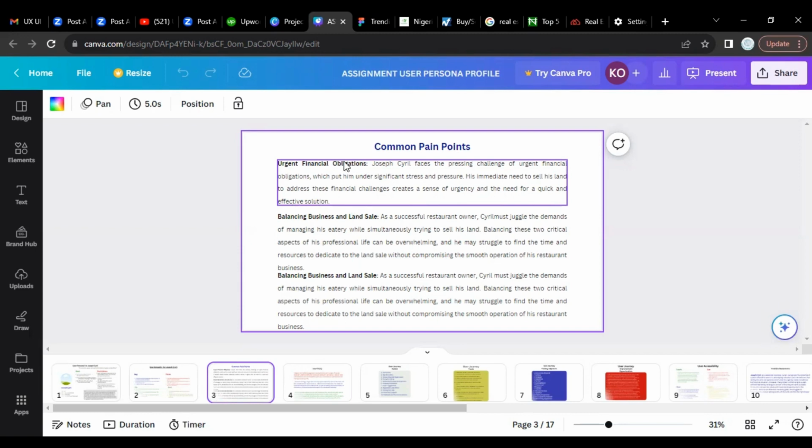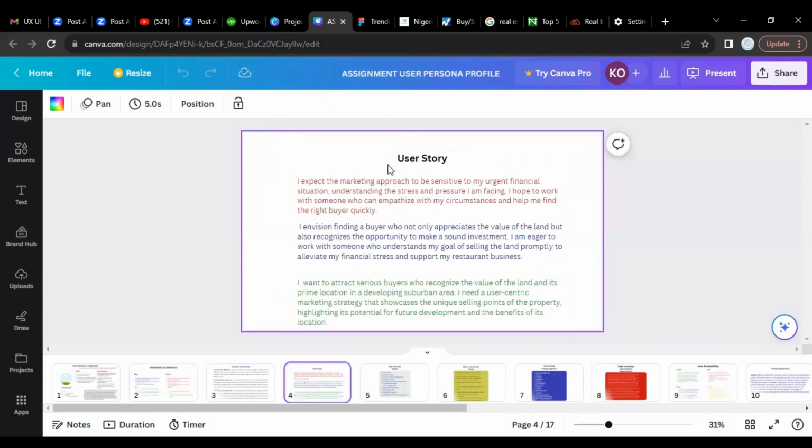Okay, then we also have balancing his business and sales. I mean, with all these problems, it will be kind of difficult for him, so we now have a solution for it. Moving forward, user story. Here it talks about his expectations. I expect the market approach to be sensitive to my urgent financial situation, understanding the stress and pressure I'm facing. I hope to work with someone who can empathize with my circumstances and help find the right buyer quickly.